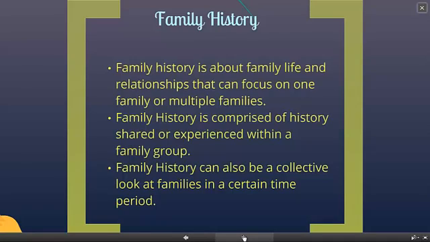Okay, so family history is about family life and relationships that focus on one family or multiple families. And it is comprised of history shared or experienced within a family group. And it can also be a collective look at families in a certain time period. This is important because this also kind of gets at the two different types of projects that one can do for this class. You could do an individual family history, and the first two definitions here are linked to looking just at your individual family, and then the offshoots of those families. The last definition, family history can also be a collective look at families in a certain period of time. That would be looking at not just individual families, but families across the board.